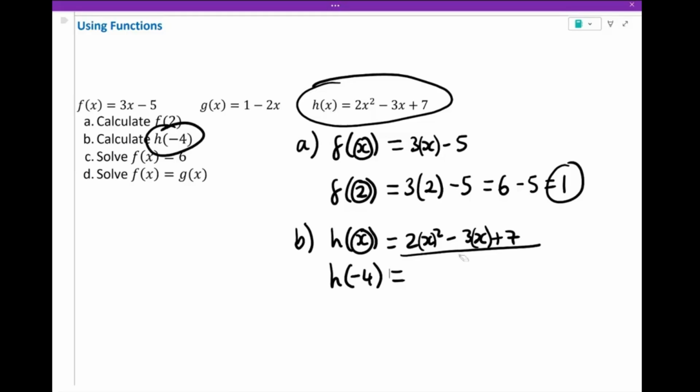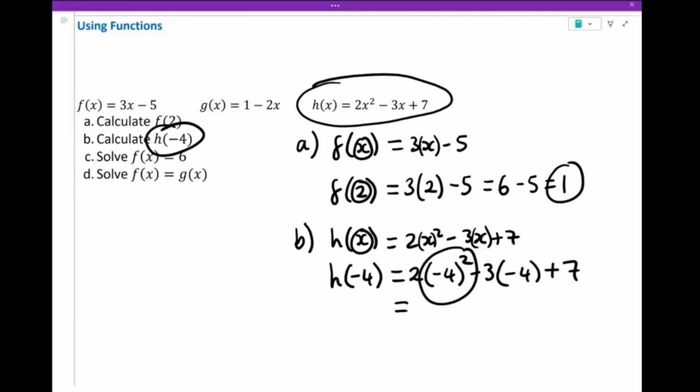So I'm going to write out the exact same statement, but in place of the x in the bracket, I'm going to write a negative 4. So I have 2, open bracket, negative 4, squared. Then subtract 3, open bracket, negative 4, close bracket. And then we've got the plus 7 on the end, like that. Then we need to calculate this. So you could put this into the calculator if it was a calculator exam, but let's do it non-calculator.